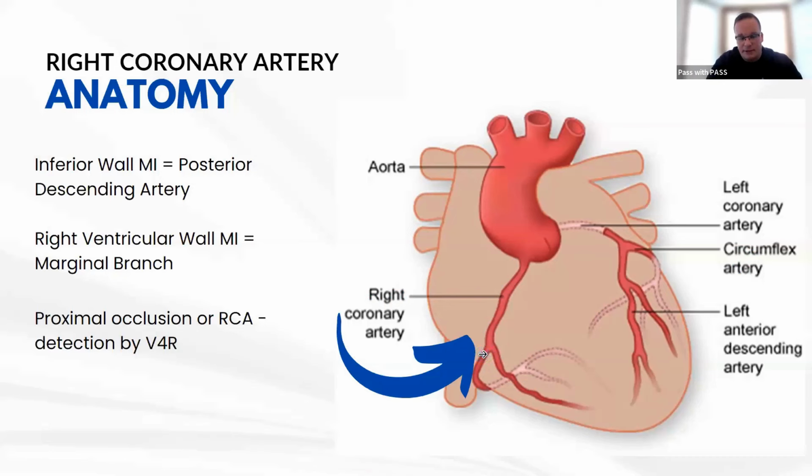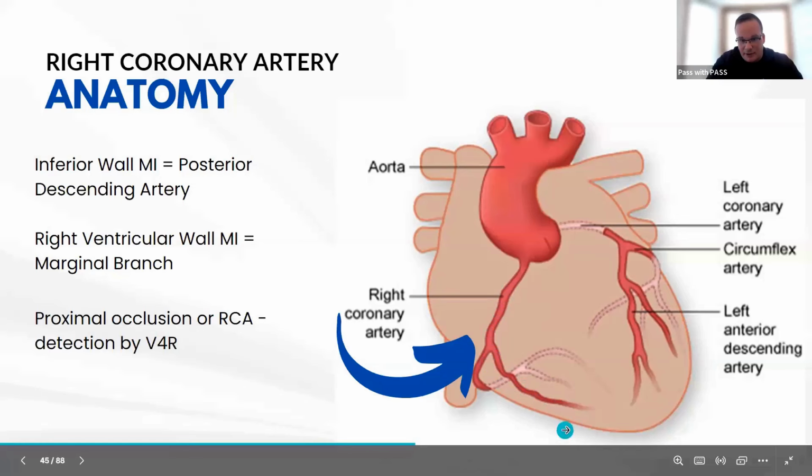If I run my right-sided 12 lead and V4R comes back totally fine, well, then I know the occlusion is not above that bifurcation. My right ventricle is not affected, and the occlusion is somewhere in that posterior descending artery alone.